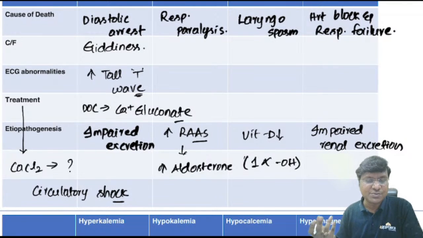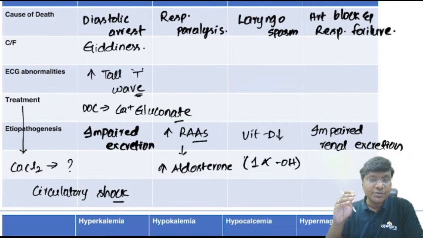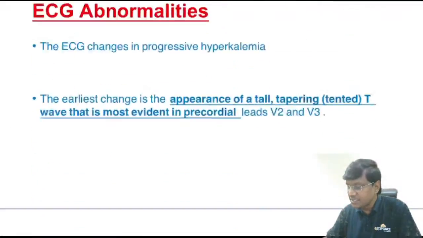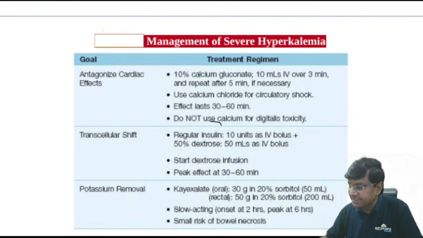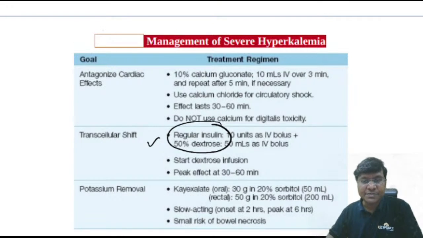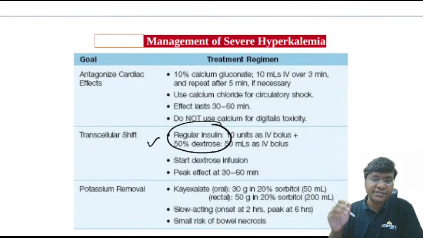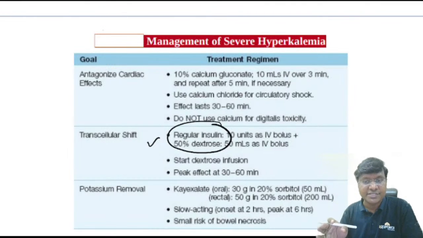And what are the drugs which will reduce the potassium levels? There are certain drugs which will cause transcellular shift of the potassium, and certain drugs which will cause potassium removal. The drug which causes transcellular shift of potassium from the extracellular compartment to the intracellular compartment is insulin. This insulin has to be given along with dextrose. The purpose of giving dextrose along with insulin is that with an insulin infusion the potassium gets corrected, but the patient will land up in hypoglycemia. So to ensure the patient does not go into hypoglycemia, you need to give the dextrose solution.